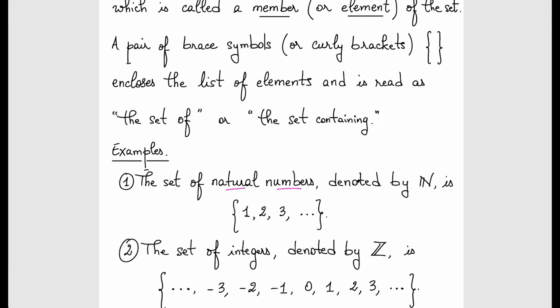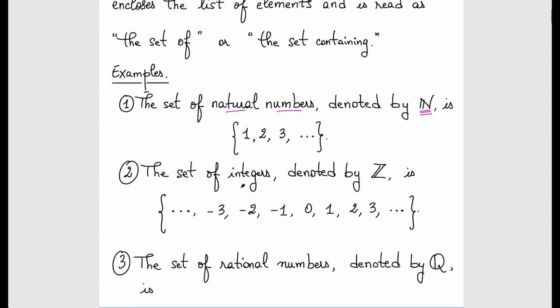Instead of writing this whole thing, people found a symbol representing that, and this symbol is the boldface N. So what is this symbol again? This means the set consisting of all natural numbers. You can read this as boldface N.